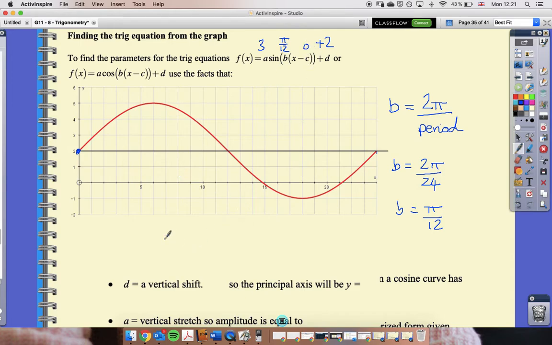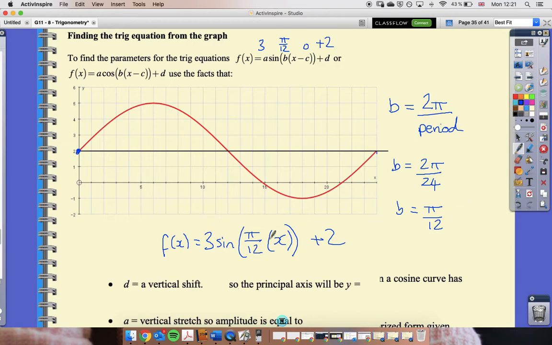So let's write that out nicely. f of x equals 3 sine pi by 12 x, plus 2. I don't really need these parentheses here, do I? Doesn't make a difference if we have them or not. Okay, +2. And of course you can put that into your GDC.